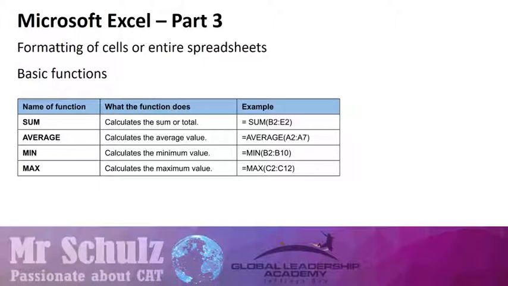The sum function, for example, calculates the sum of a total, and we have an example there. And the average calculates the average. The min function would return the smallest number within a specific range, and the max is the opposite. It will return a maximum value in a specific range.